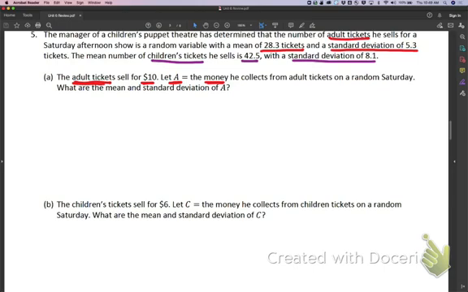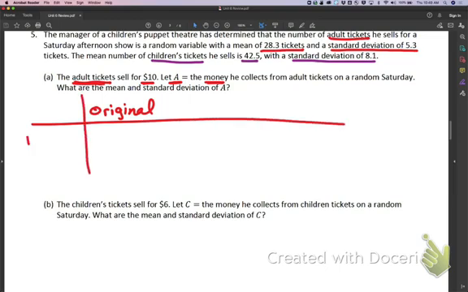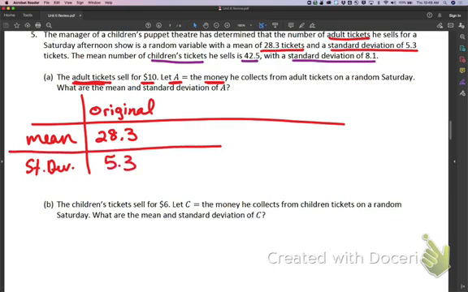What is the mean and the standard deviation of A? All right, so we have the original distribution, and it had a mean of 28.3 tickets. It had a standard deviation of 5.3 tickets. Okay, now our transformation here, A equals 10 times that original distribution.